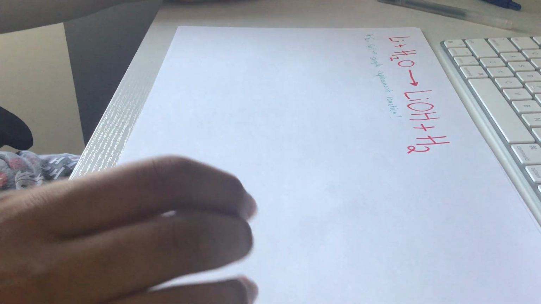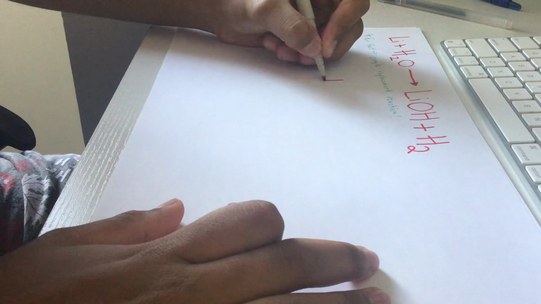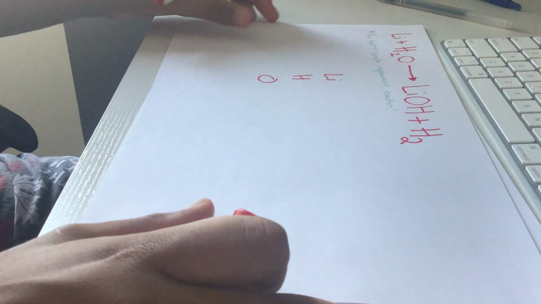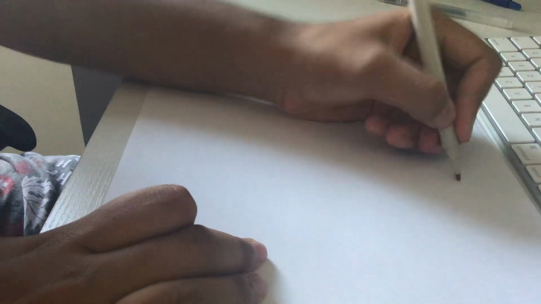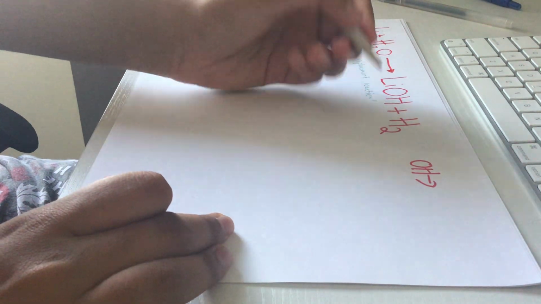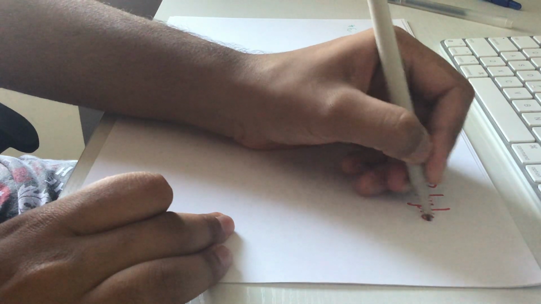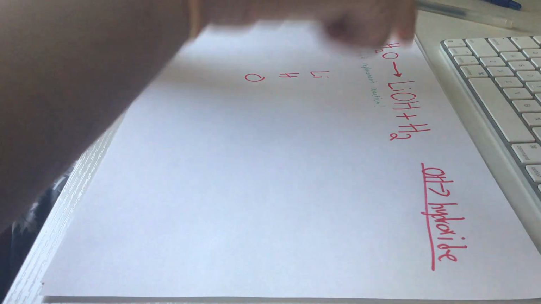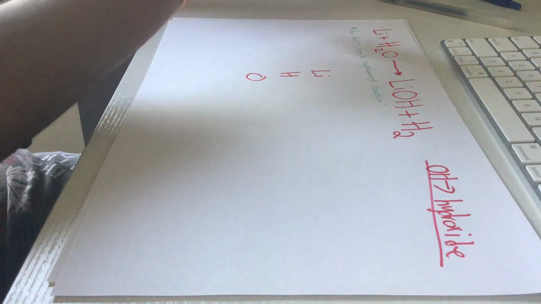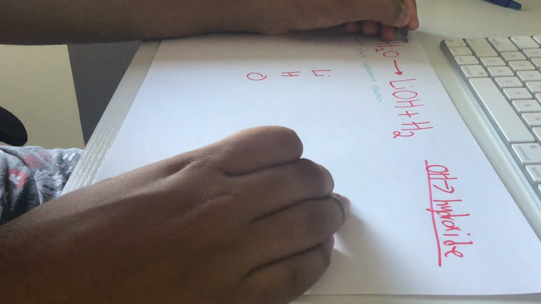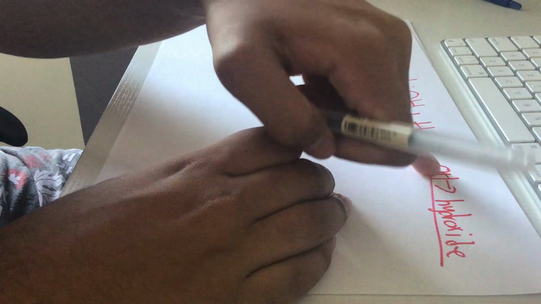So I will start off by counting out the different elements that I have. So I have lithium, I have hydrogen, and I have oxygen, right? We do have a polyatomic ion of OH, or oxygen and hydrogen, which gives us hydroxide, right? But this is not on both sides of my equation. It's not on my reactant side. So I'm just gonna break it into the different elements it is, and that is oxygen and hydrogen.